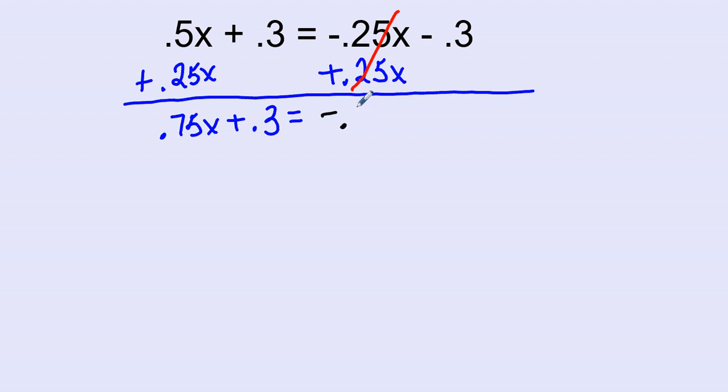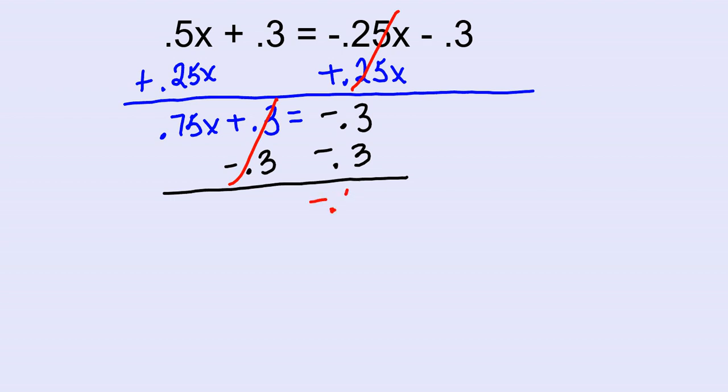And I have negative 0.3 on the right side. So I need to undo this other addition that's over here on the left side. So I'm going to subtract 0.3, or add a negative 0.3, to both sides to get rid of the positive 0.3. By doing that, I get rid of that on the left. And now I have negative 0.6 on the right. 0.75x is what I'm left with.